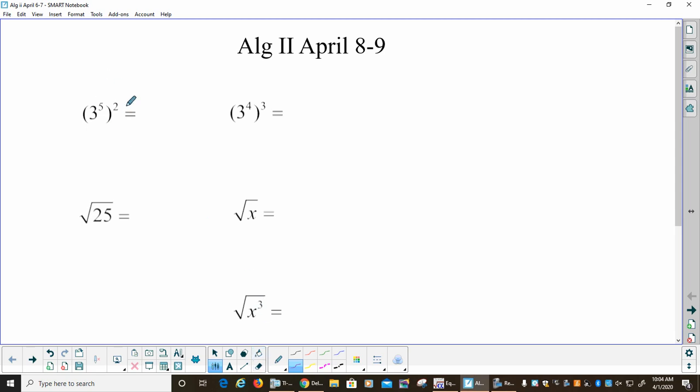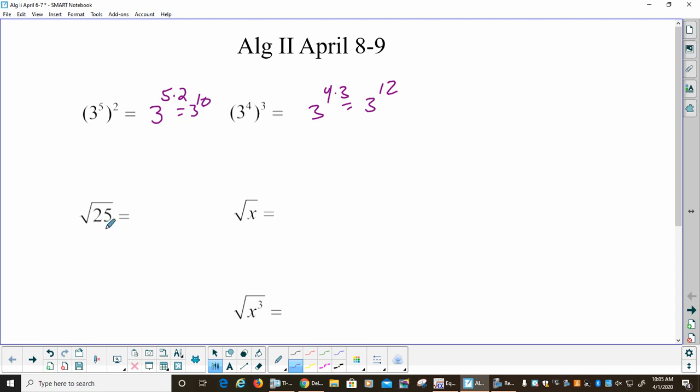From prior lessons, you guys know when you have an exponent on an exponent, you multiply the exponents. So this would be 3 to the 5 times 2, or 3 to the 10. Whoops, 10. This would be 3 to the 4 times 3, which would be 3 to the 12. When you have an exponent on exponents, you multiply your exponents.